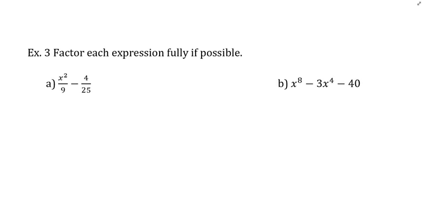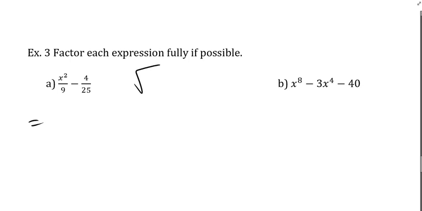B isn't really tricky. We've already kind of done one like that. But what about this one with fractions? You only ever really see fractions in this case. What do you notice about these fractions? Nice. There's two of them, a minus sign between, and everything's a perfect square. That means this is still a difference of squares.